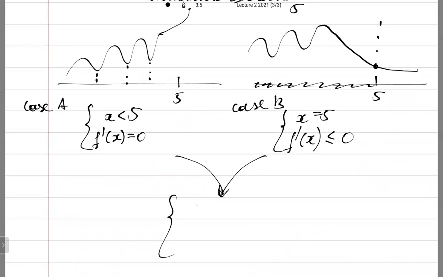What are the possible values of x? Can x be greater than 5? No, x is less than 5. Can the derivative be positive? No, so f prime of x is less than 0. And finally, we cannot have x strictly less than 5 and simultaneously negative f prime.